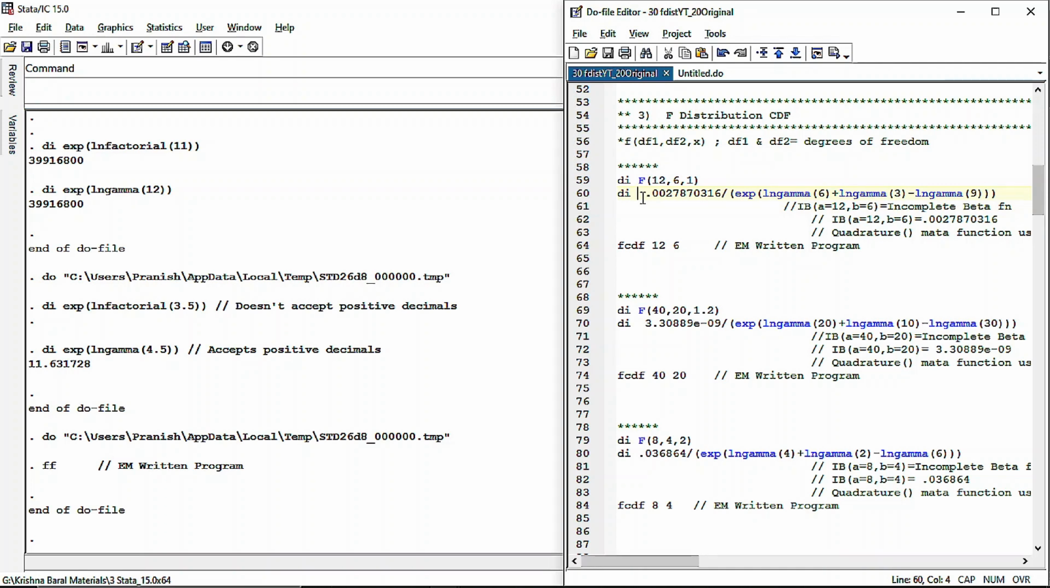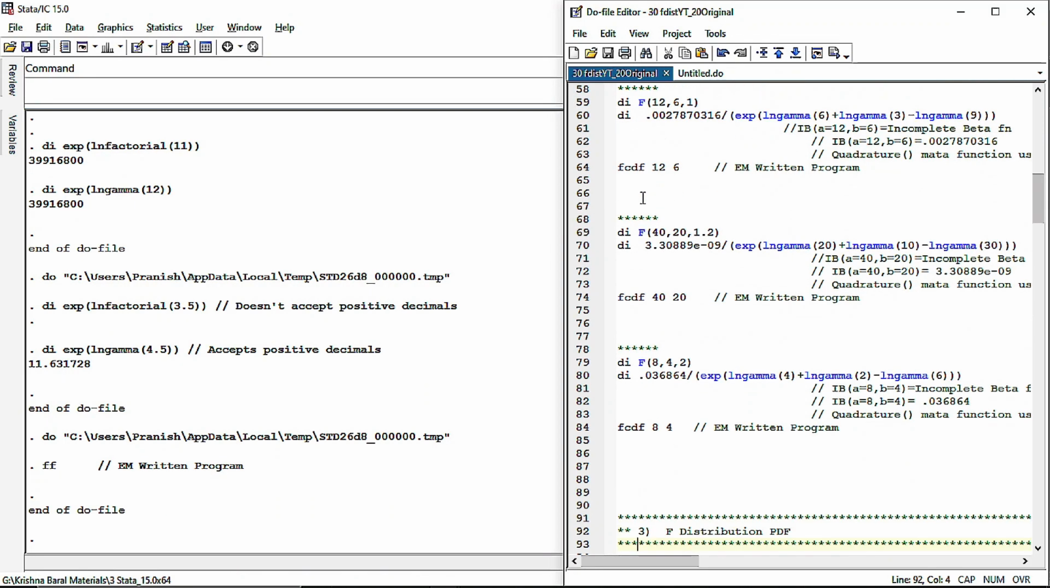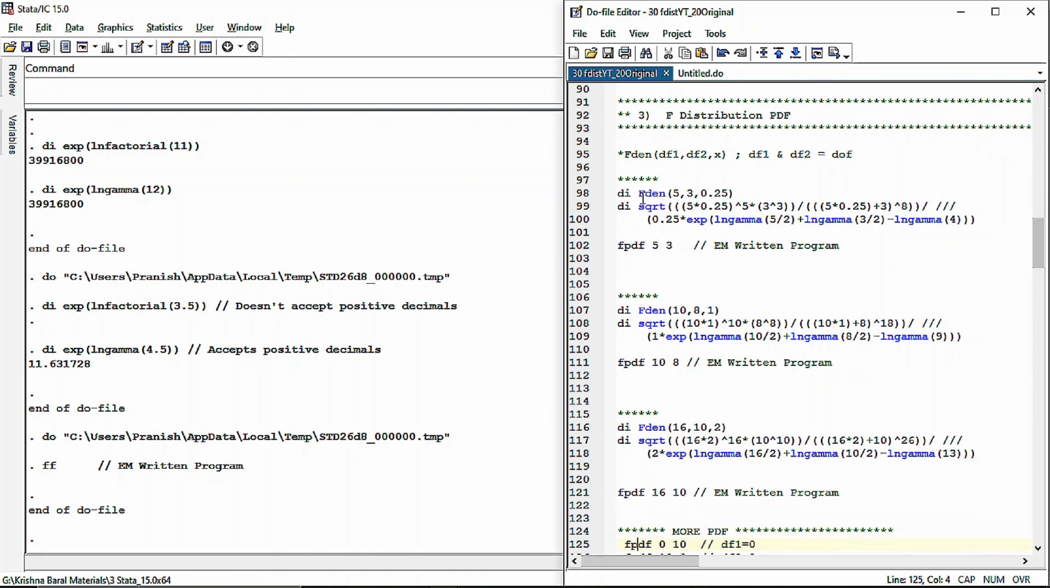So we are done with calculating the CDF of the F distribution. Now let us calculate the PDF of the F distribution. The Stata function Fden, this will help us calculate the PDF of the F distribution. And this is our generic formula: square root of d1 x to the power d1 into d2 to the power d2, divided by d1 x plus d2 to the power d1 plus d2, divided by x, and the complete beta function.